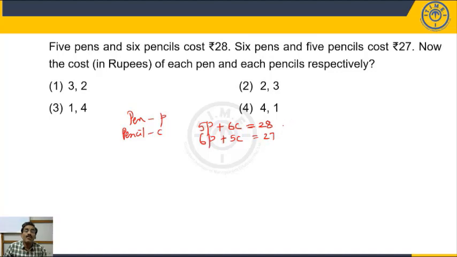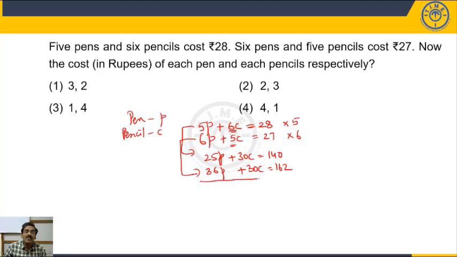So now what we will do, let us multiply the first equation with 5 and the second equation with 6, so that we will have pencils with the same coefficient in the multiplied equations. So 5 5s are 25p plus 6 5s are 30c, 28 5s are 140. Now multiplying this equation with 6, 6 6s are 36p, 6 5s are 30c, 27 6s: 6 6s are 162.